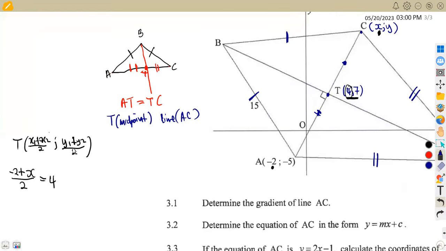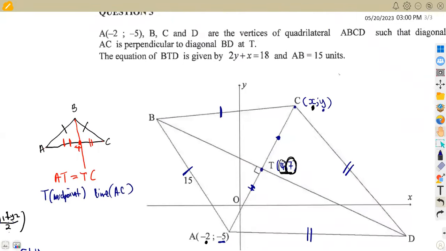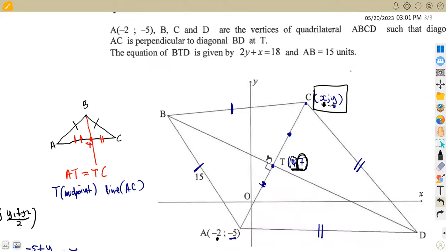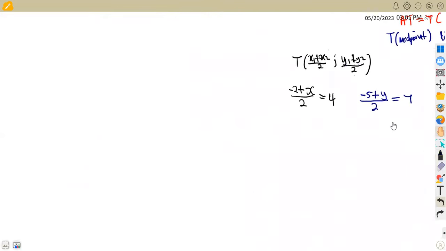The same thing is going to happen for the y values, y1 plus y2 over 2. Meaning, if we add the y value at A, which is minus 5, plus the y value at C, which is y, in this case we do not know this value, over 2, we are going to obtain the y value at the midpoint, that is at point T, which is 7, like this. So this gives us two equations that we are supposed to solve for x and y. By solving for x and y, we are actually finding the point C, because our point C is x and y. So how can we obtain the point x and the point y from this information? All right, so let me just push this aside so that we can have space to calculate here.